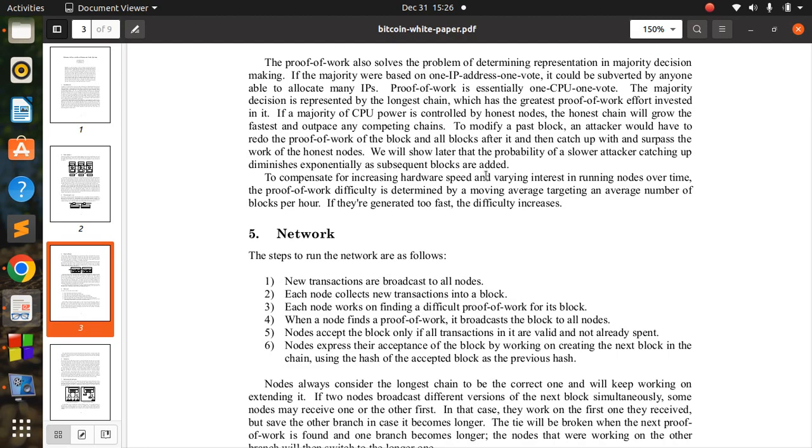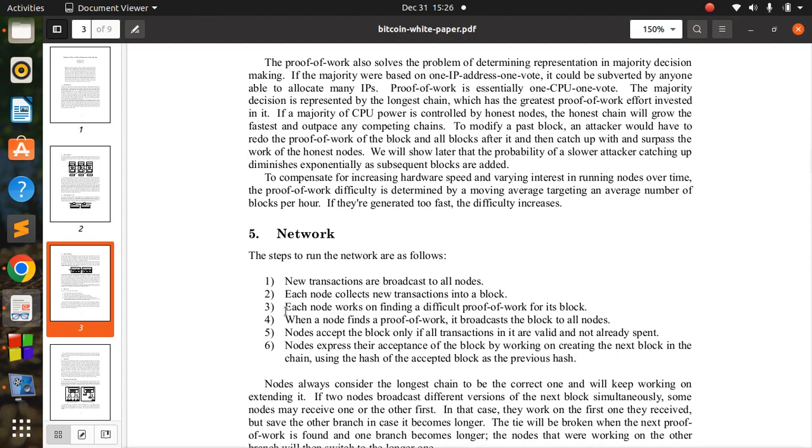Now, to compensate for increasing hardware speed and varying interest in running nodes over time, the proof of work difficulty is determined by a moving average, targeting an average number of blocks per hour. If they are generated too fast, the difficulty increases. Meaning it becomes hard as more miners are trying to find these random numbers. The difficulty of finding those random numbers increases by an average of half. All right, what it means is it becomes half more difficult. No, sorry, half is added.